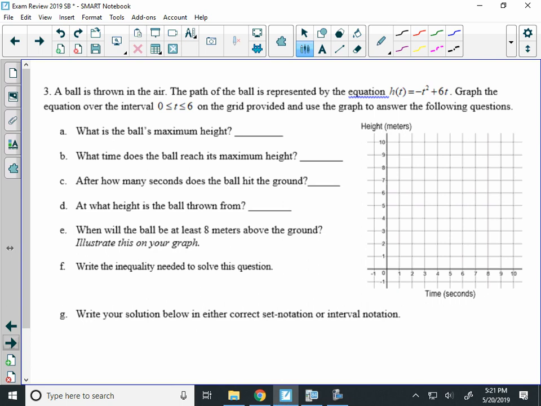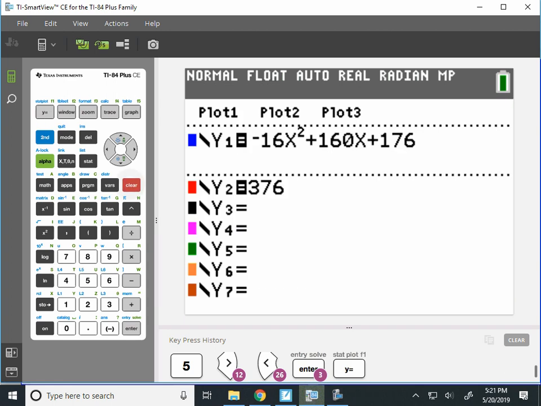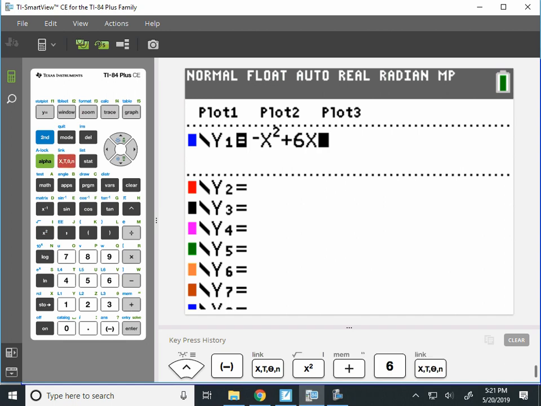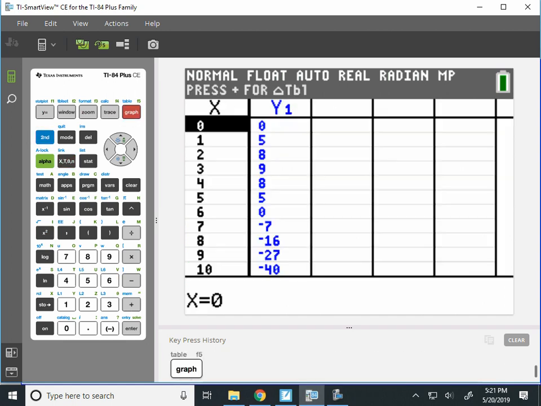Number 3, we're going to be making a graph. It says a ball is thrown. The path is given by this equation, negative t squared plus 6t. Graph it and answer the questions. So let's use our calculator. And remember, you have to use x's here instead of t's. So we'll graph negative x squared plus 6x. Now I'm going to go right to my table, and I'm going to plot the points. It says from 0 to 6 was the domain. So we'll plot all these points here from 0 to 6.